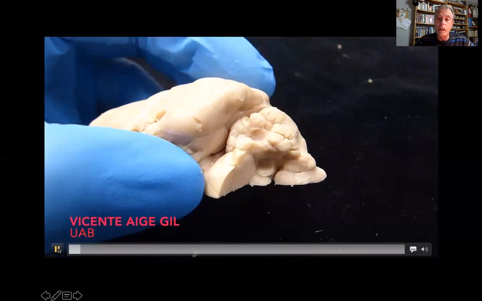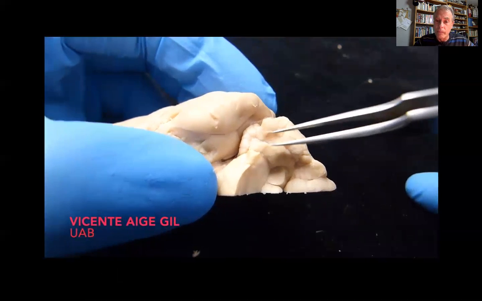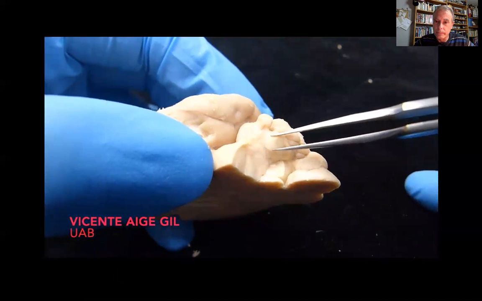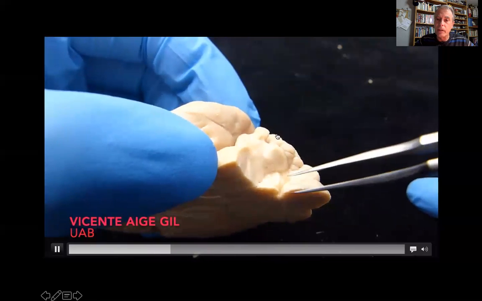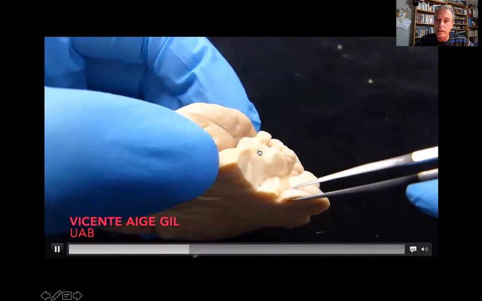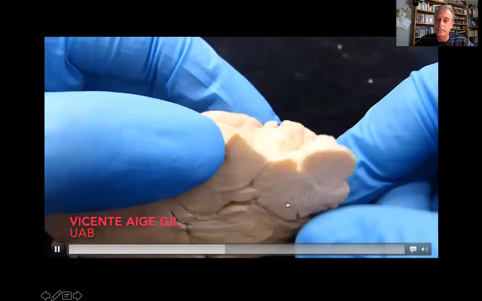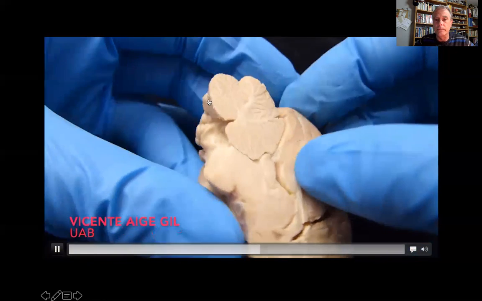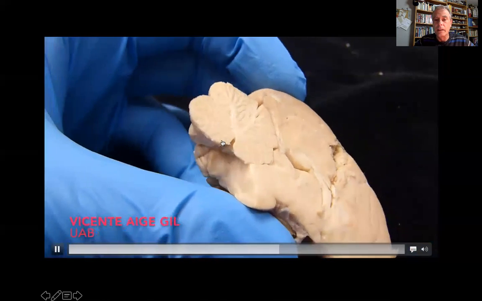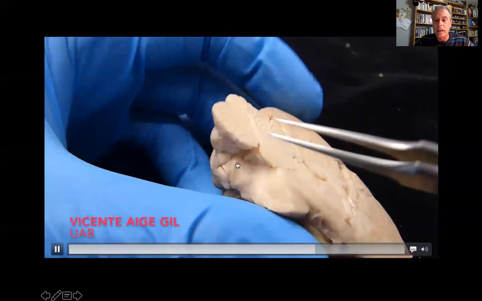And in this video, I'm going to show you the flocculonodular lobe. We have to look under the ventral paraflocculus. This is the nodulus and this is the flocculus. So as you see, this is the vermis and this is the nodulus, this area I'm pointing here.